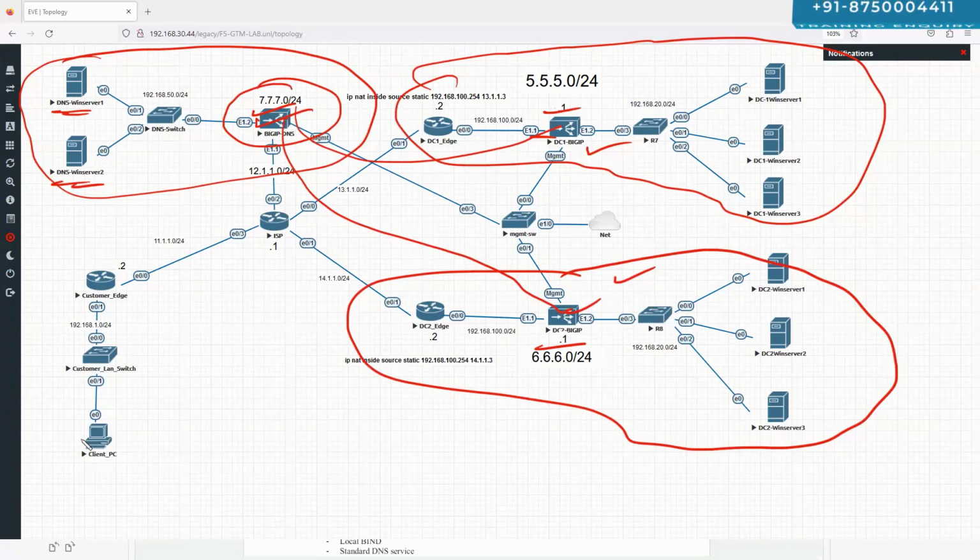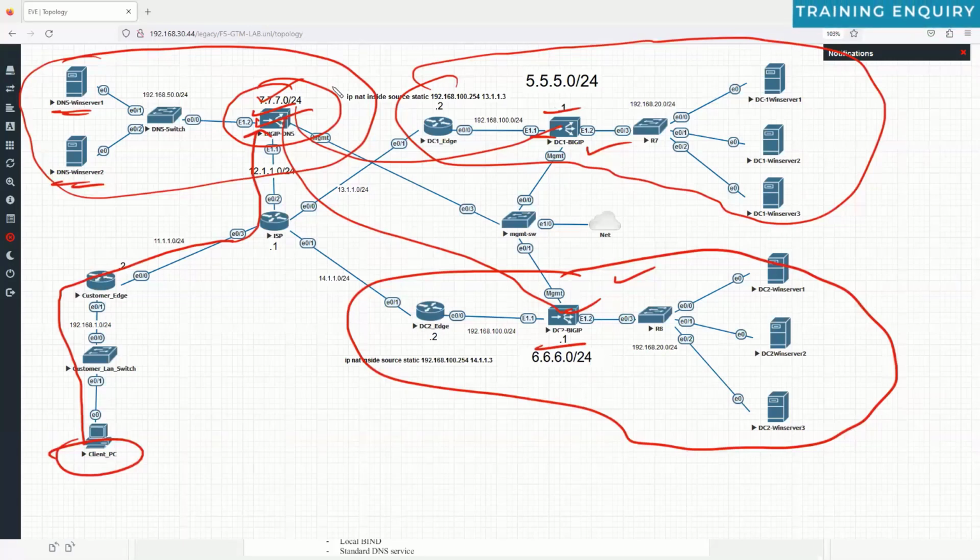Let's say there is a client PC coming through the internet, and it sends a DNS request to the BIG-IP DNS. It will provide an IP address of either DC1 or DC2. And that's what you need to learn: which different algorithms are supported by BIG-IP DNS and in which scenarios you will be using which type of algorithm. By default it's round robin, but we can modify it based on the requirements.